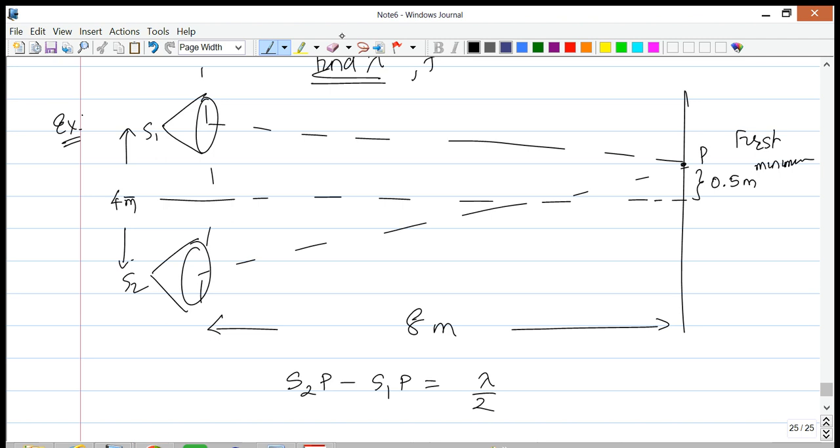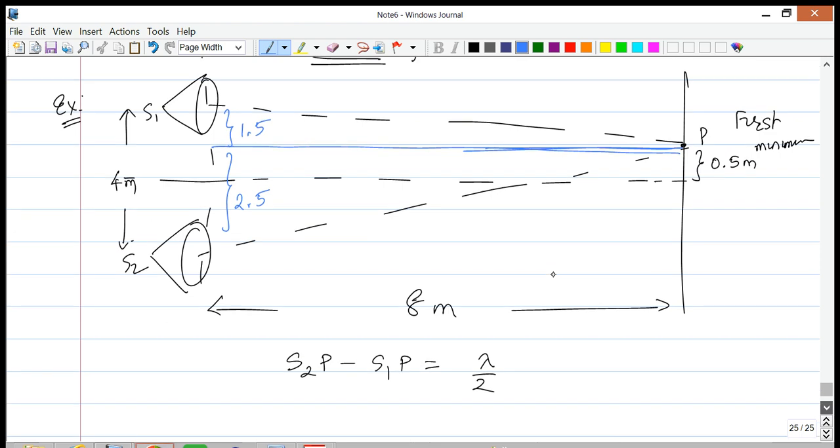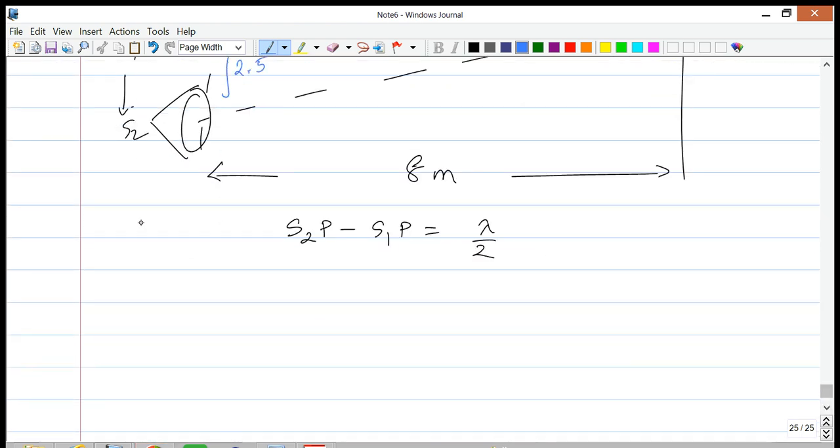Once again we'll use Pythagoras theorem, and what we'll do, we'll draw a line from point P parallel to this central symmetric line, and when we draw this line, we know that this distance here is going to be equal to 2.5, and this other distance here is going to be 1.5. So we know the vertical distance, we know the horizontal distance is 8, so we can apply Pythagoras theorem. So we know S2P is square root of 8 squared plus 2.5 squared, and the other one is equal to square root of 8 squared plus 1.5 squared, and all this is equal to half of lambda, lambda over 2.